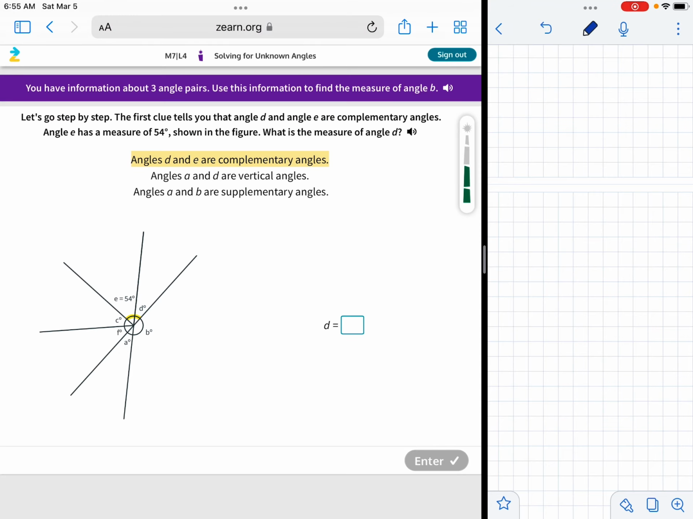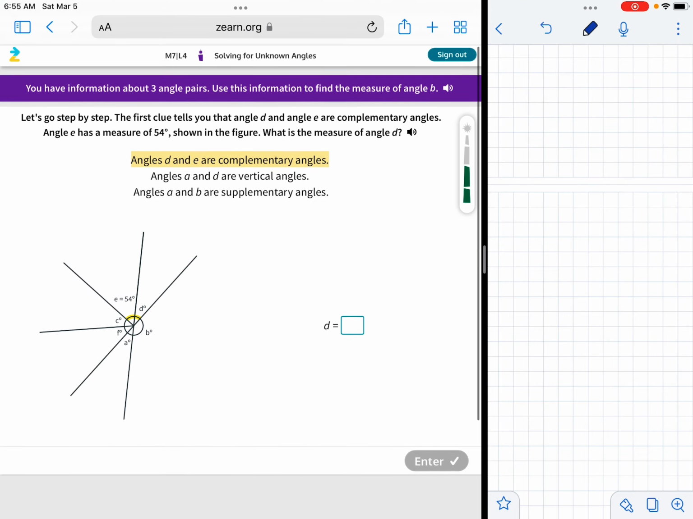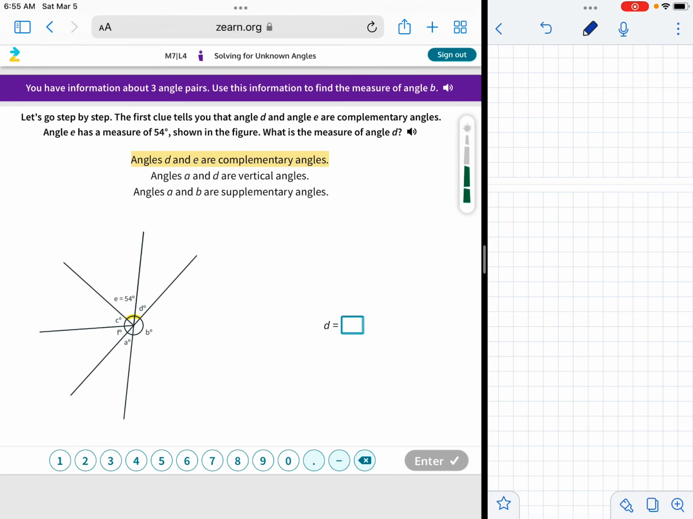D and E are complementary. So that means 90-degree angle. So we have to subtract that 54. So 90 minus 50 is 40. 40 minus 4 is 36.